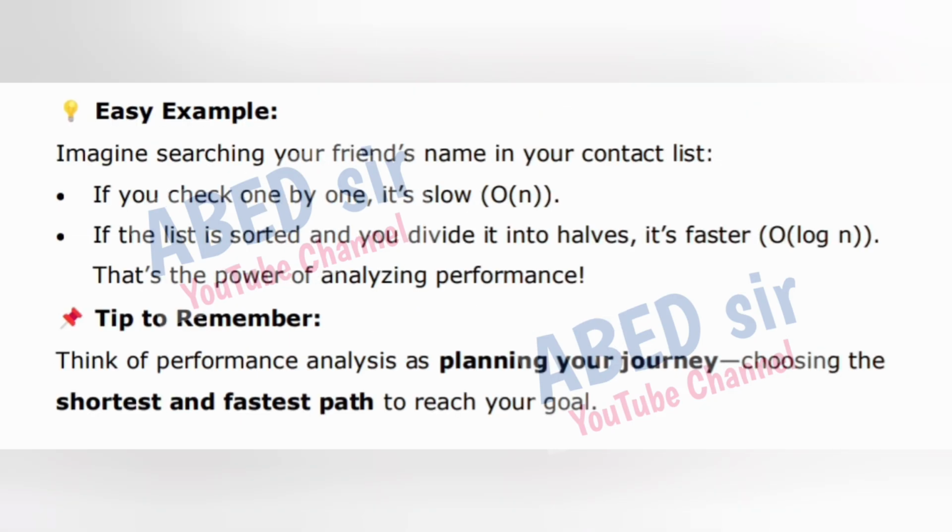Easy example. Imagine searching your friend's name in your contact list. If you check one by one, it's slow, O(n). If the list is sorted and you divide it into halves, it's faster, O(log n). That's the power of analyzing performance.